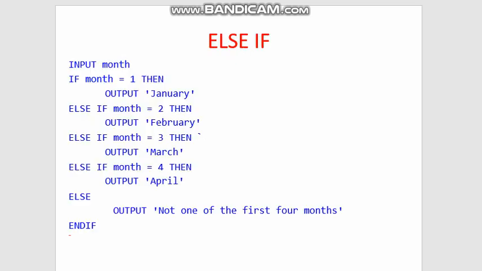Another example of elif: either month equal to 1, it's January, elif, else if it's 2, it's February, 3, it's March, 4 is April.